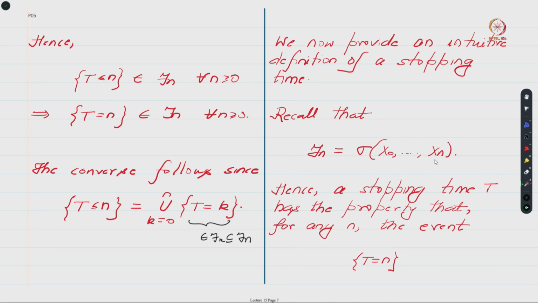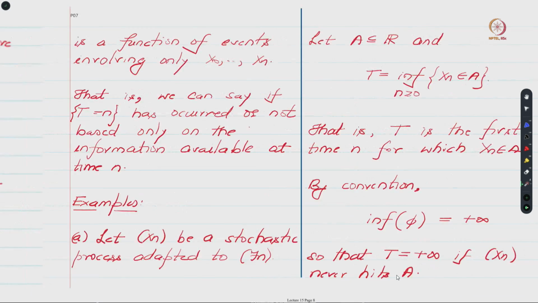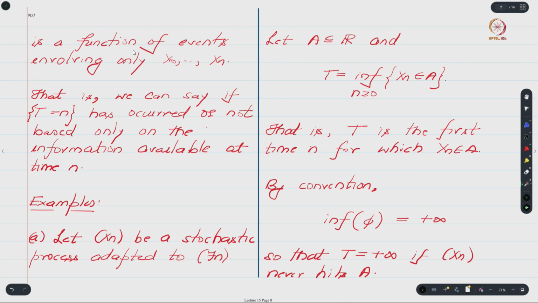So in this context, when we say T has the property that {T = n} belongs to F_n for all n, it is equivalent to saying that the event {T = n} is in some sense expressible in terms of events that only involve X_0 to X_n. In other words, {T = n} belonging to F_n is equivalent to saying that the event is expressible in terms of events involving only X_0 to X_n.